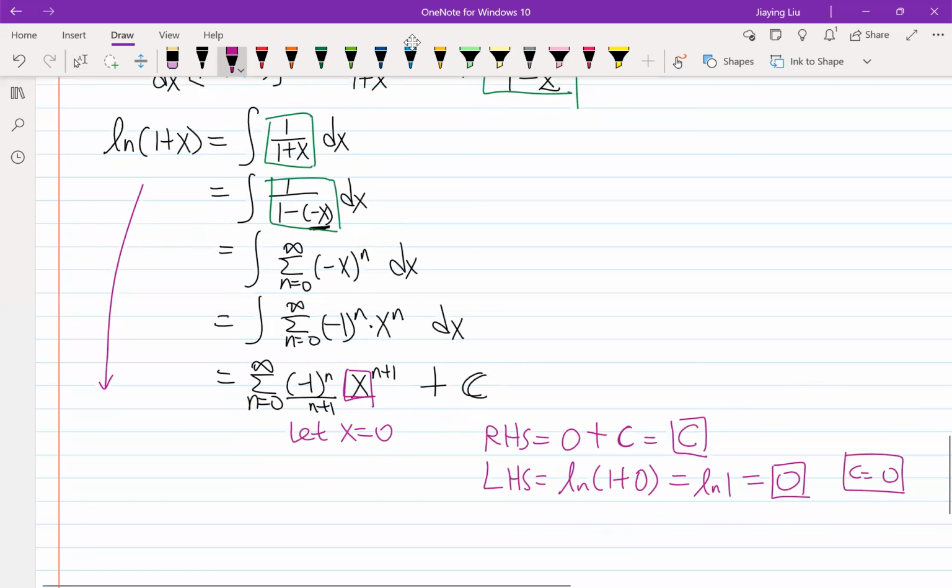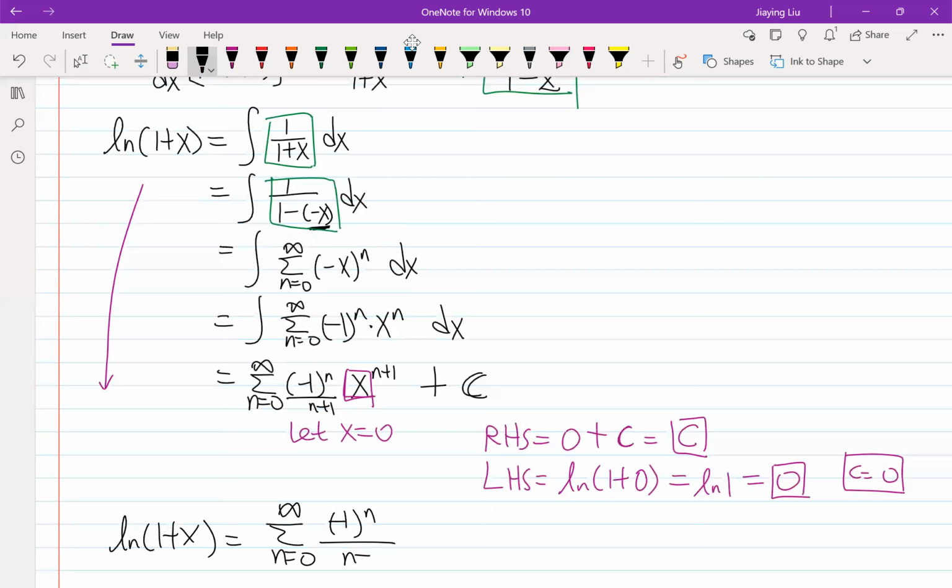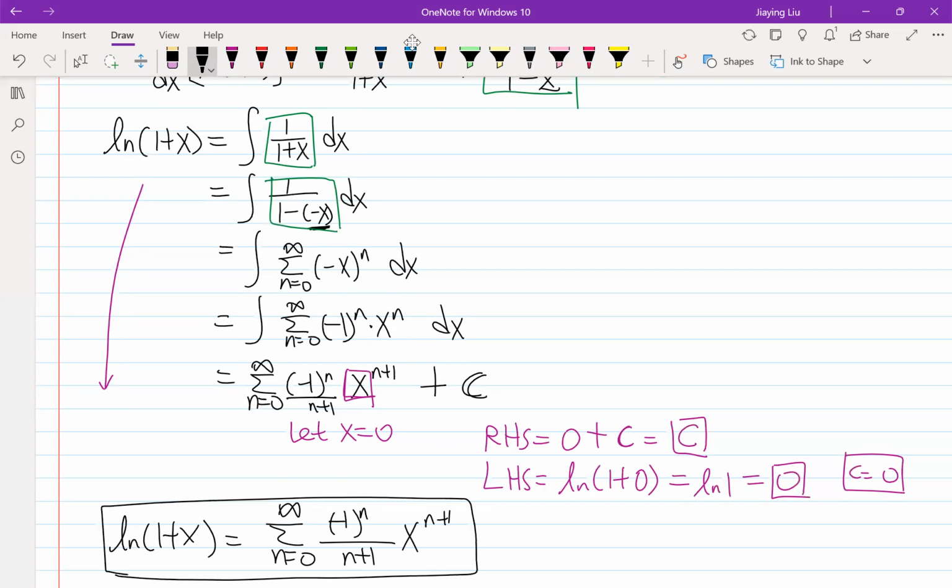So we found c equals 0, then we can rewrite the expression for natural log of 1 plus x, which is sigma n from 0 to infinity, -1 to the n plus 1, and then x to the n plus 1 power. So that's the power series representation for the natural log function, by integrating some simpler function and the power series of that function.